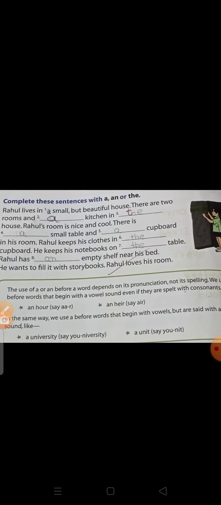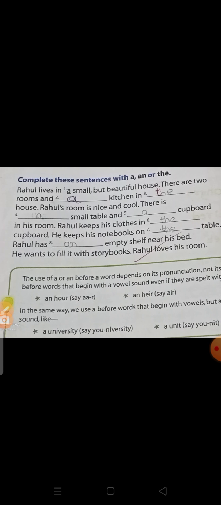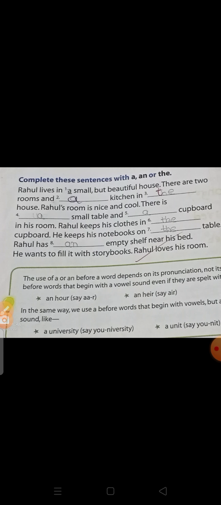Now come to your textbook exercise. Complete these sentences with a, an or the. Rahul lives in a small hut. Beautiful house. There are 2 rooms and a kitchen in the house. Why are we using a here? Because K is a consonant.